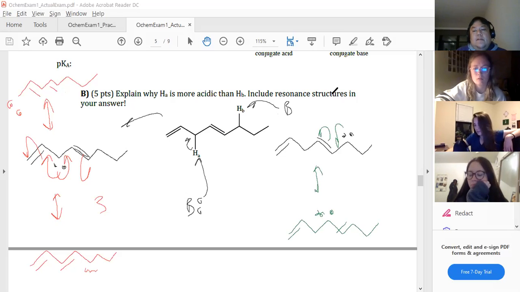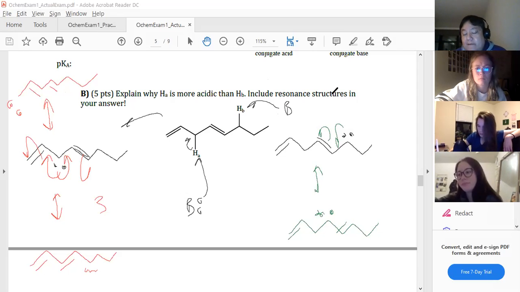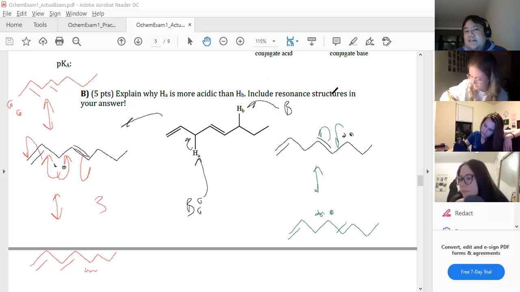HA. The more resonance structures you can form, the more stable your molecule is. Does that make sense? Resonance gives you stability. The more resonance forms that you have, the more stable you are. The more stable you are, that means it's easier to remove that proton. Are you guys okay with that thought?